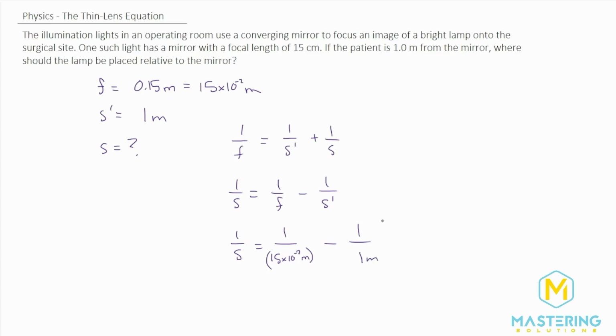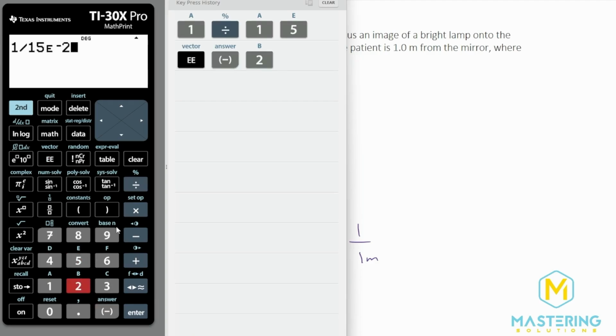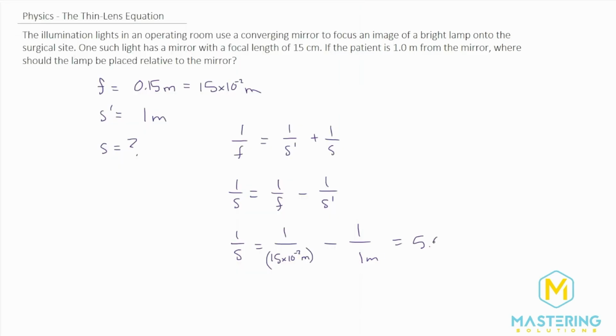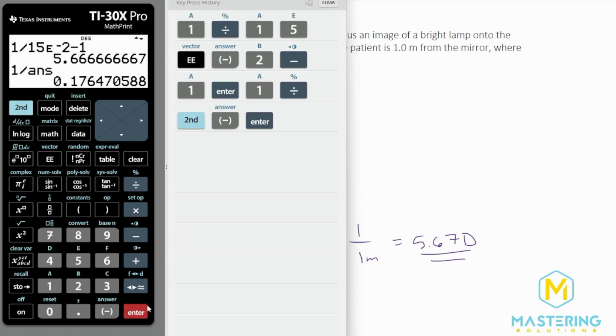And so obviously in the calculator, this is just going to be 1. So we have 1 divided by 15 times 10 to the negative 2, minus 1. So we have 5.67 diopters, and that is positive. So that's the power of the converging mirror with this condition, but we need that in meters so we can figure out the distance. And so 1 divided by the answer will give us from diopters to meters.